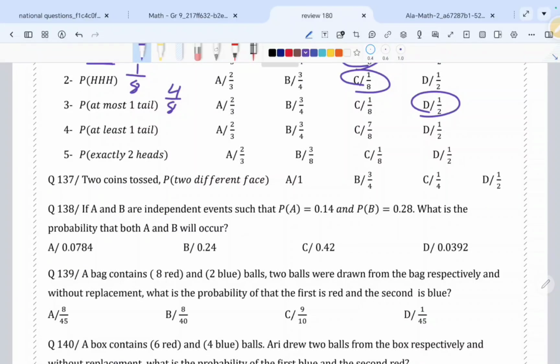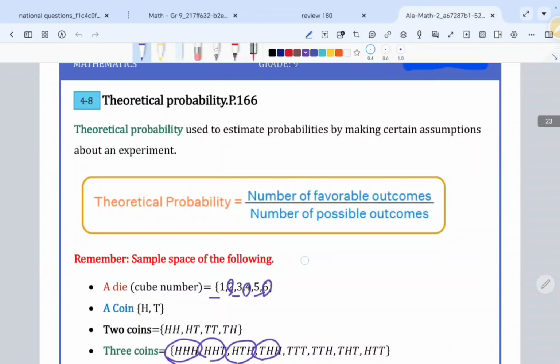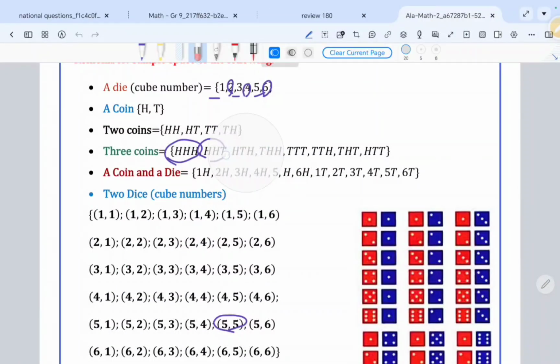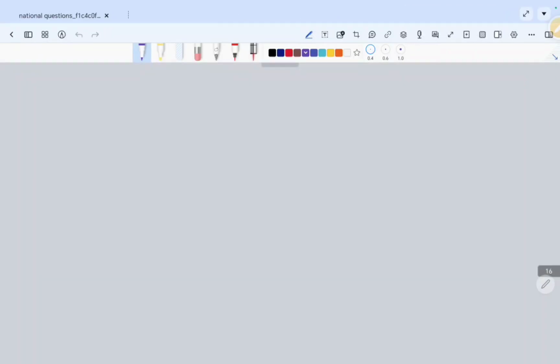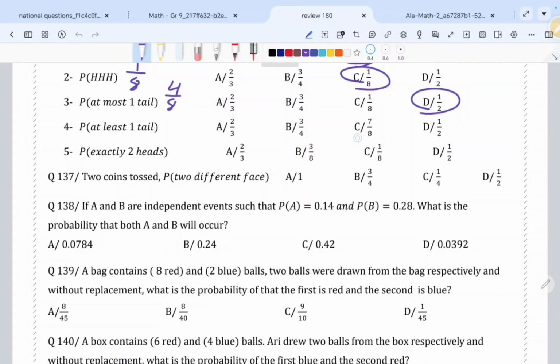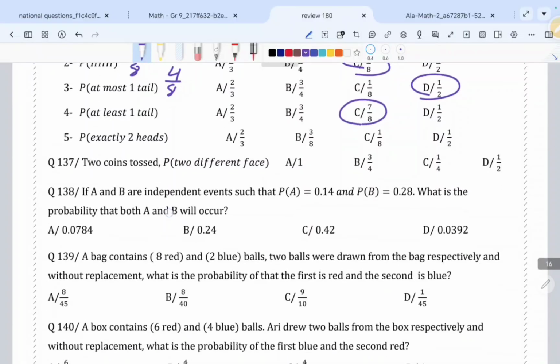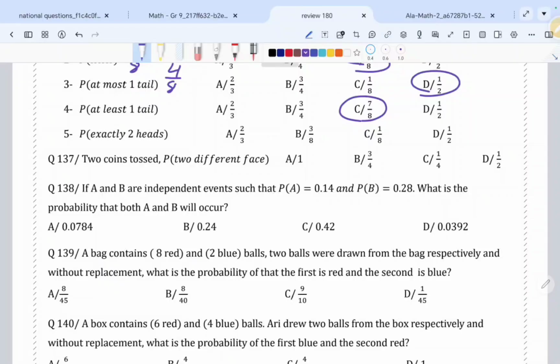At least 1 tail. Okay, look, at least 1 tail. We will count this one, this one, this one. So that number and more. This one, this one, this one, and this one. So it will be 7 out of 8. So at most 1 tail is 4 out of 8, which is 1 out of 2. But at least 1 tail, we count all the outcomes with 1 tail or more, okay? It will be 7 out of 8. Exactly 2 heads. That's 3 out of 8.